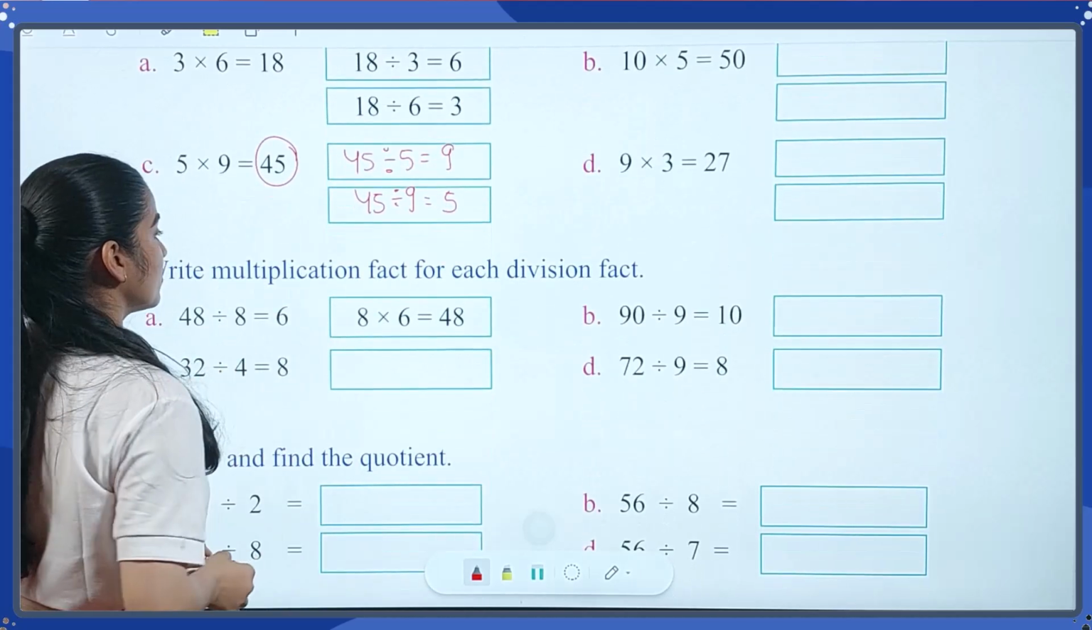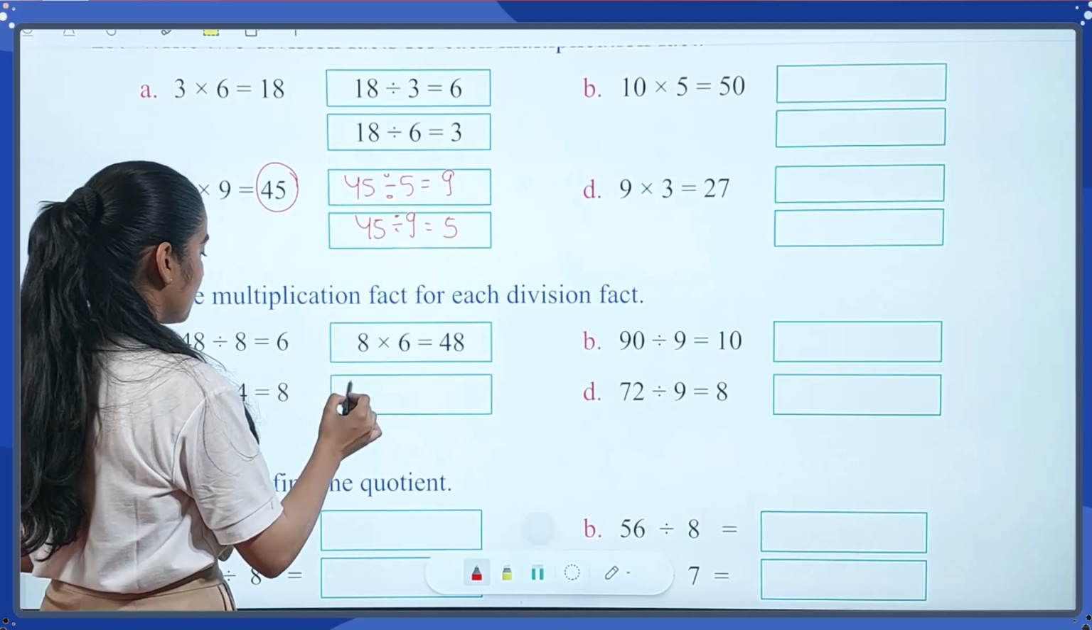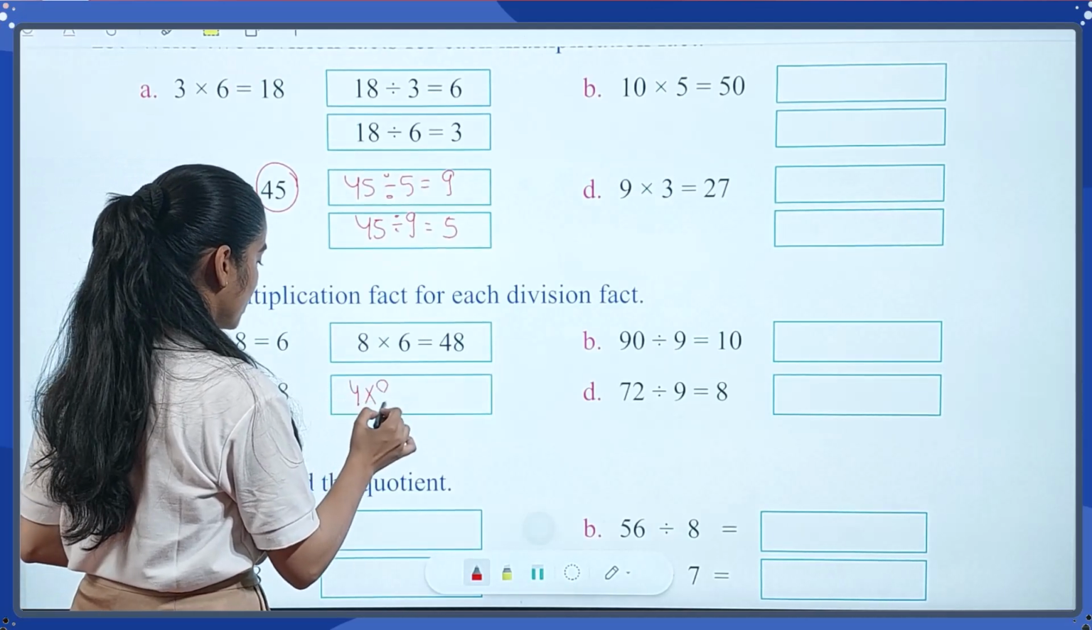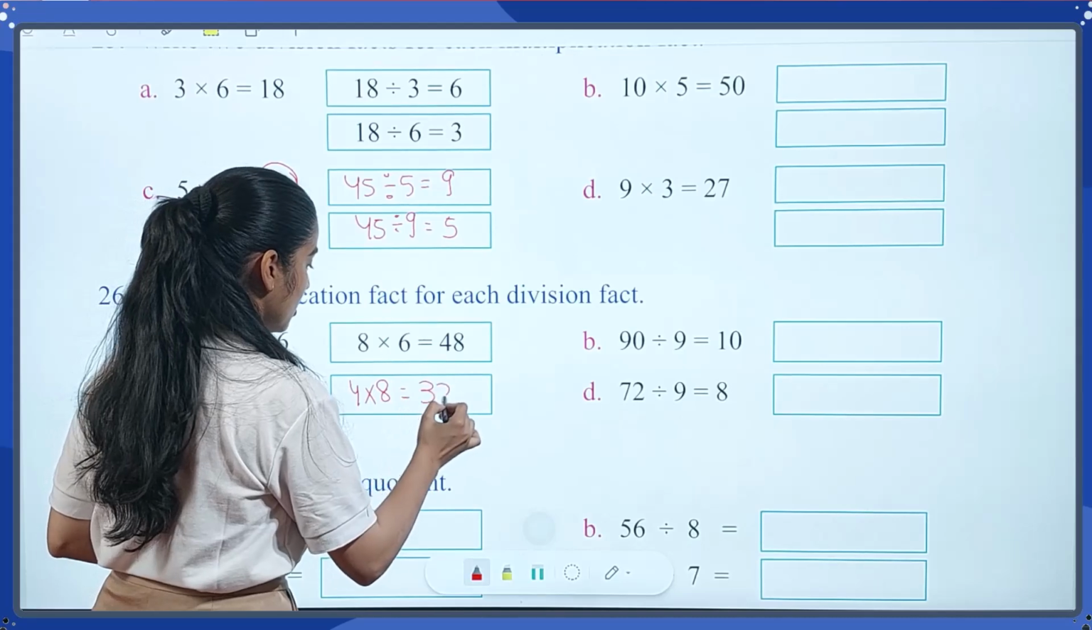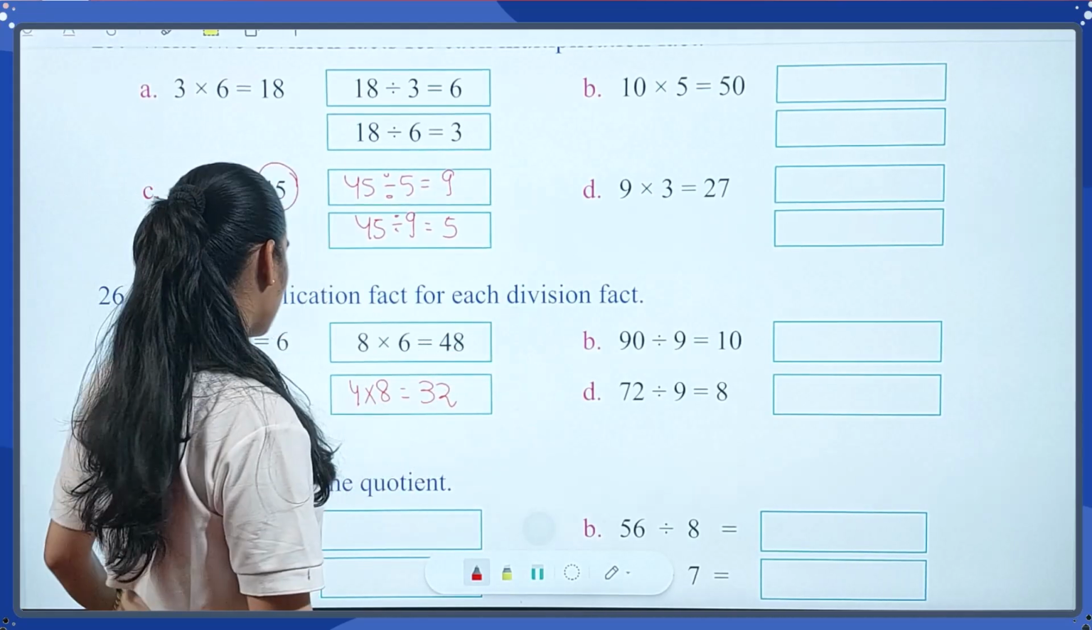Write a multiplication fact for each division fact. So it means that when we multiply 4 and 8, what do we get? We get 32. So in the same manner, you have to solve part B and part D also.